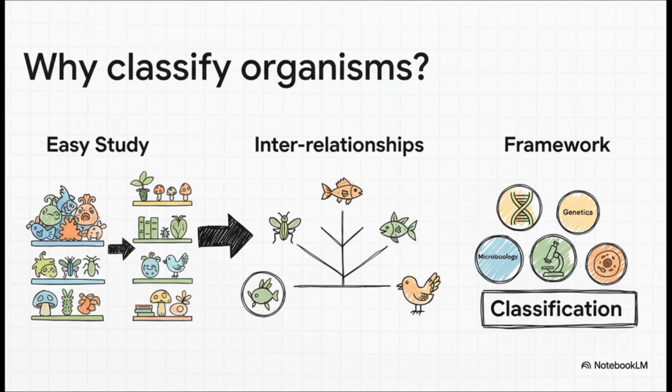Basically, there are three big reasons. One, it just makes studying the millions of organisms way easier and more organized. Two, it helps us understand how different groups are related to each other on the evolutionary tree. And three, it provides the foundation for pretty much every other field of biology.